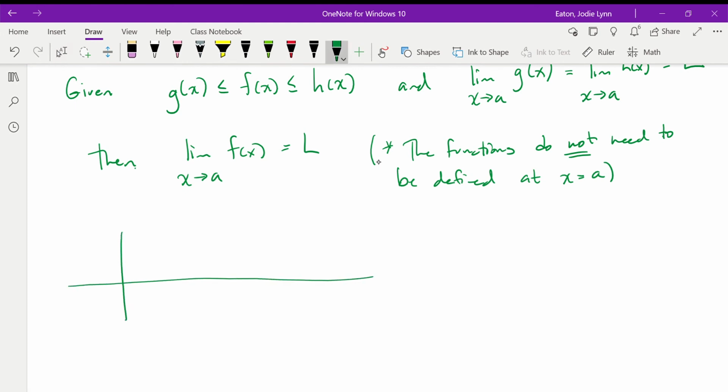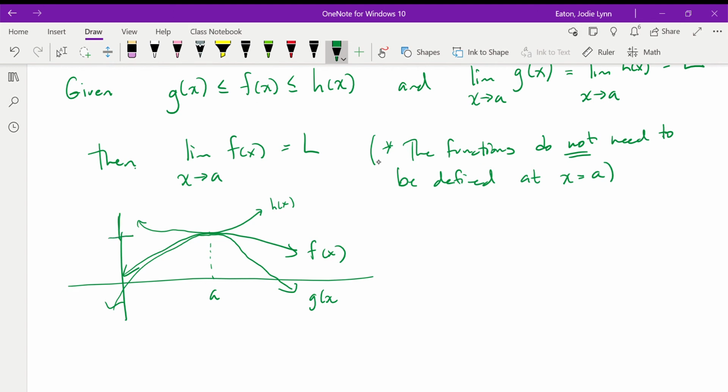Okay, so let's say we have one function up here, let's call this h of x, our higher up function. Then we have another function g of x, down here, and then we have some f of x that's always between them. At point a, the limits of h of x and g of x are the same, which is our L, our y value there. So they're all approaching the same limit.